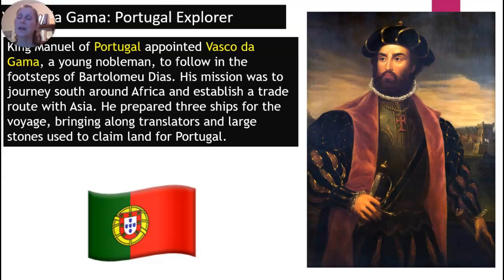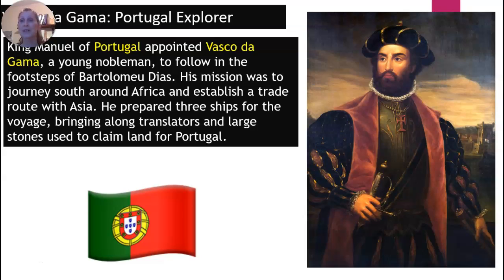So then we've got Vasco da Gama, who was a Portuguese explorer. King Manuel of Portugal appointed Vasco da Gama, who was a young nobleman, to follow in the footsteps of Bartolomeu Diaz. I always want to say Bartholomew. I said that in class. I feel like there needs to be an H there. His mission was to journey south around Africa and establish a trade route with Asia, and he prepared 3 ships for the voyage, bringing along translators and large stones used to claim land for Portugal.